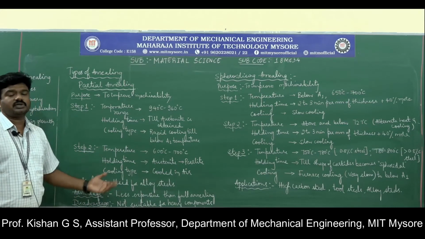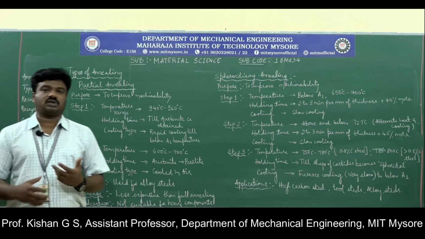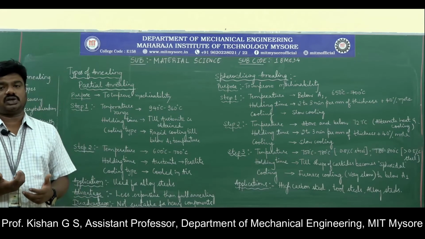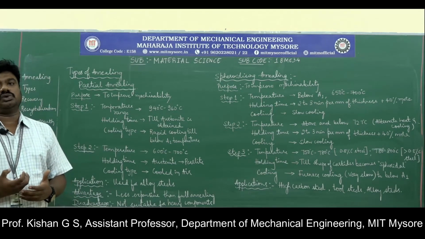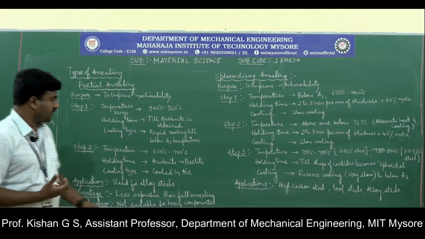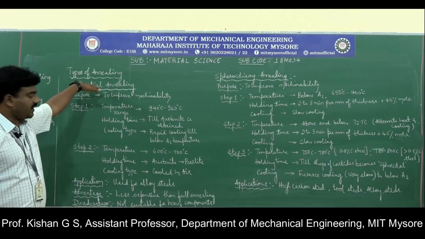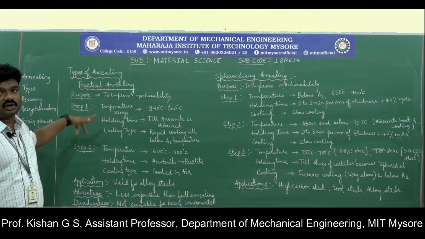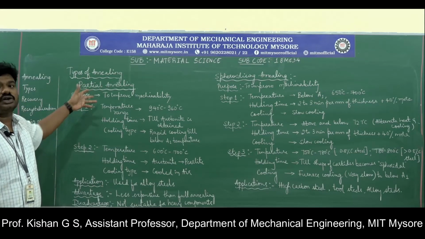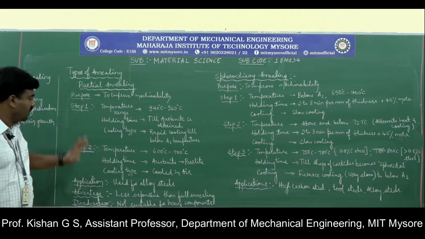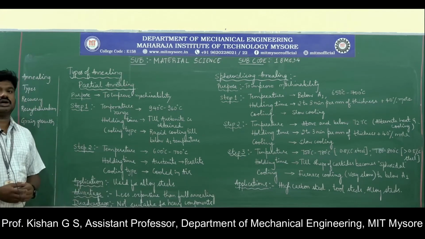Then the cooling type is the air cooling process, which is normal cooling in the presence of natural air. Okay, so that is where the cooling process is considered, and hence you are going to get the pearlitic formation of structure with partial annealing. That is, you consider the annealing process in 2 stages for the same specimen. The application is considered in alloy steels.